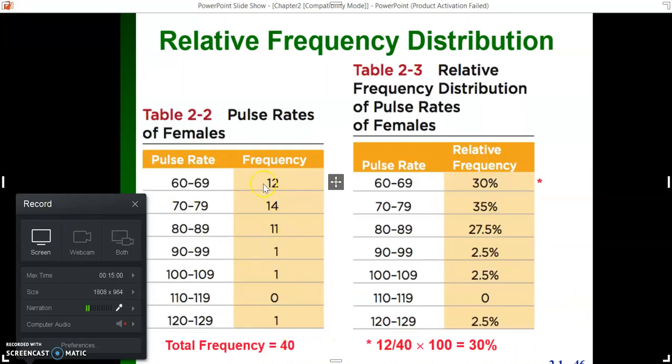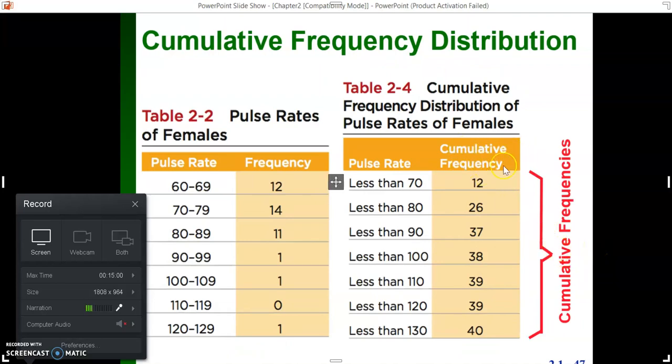So here's an example of how to calculate the relative frequency. With this frequency table, I'll show you how to calculate the relative frequency for the first one. For 60 to 69, we have a frequency of 12 divided by the total frequency 40, times 100, that will give you the percentage, 30% for the first one. In the same way, you can calculate the rest to find the relative frequency distribution.